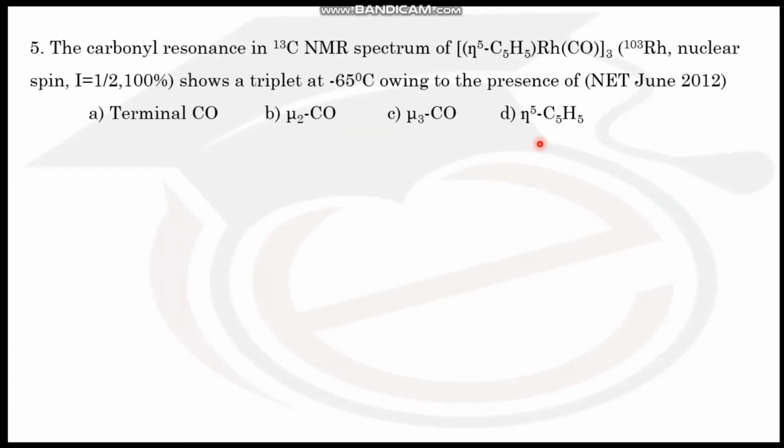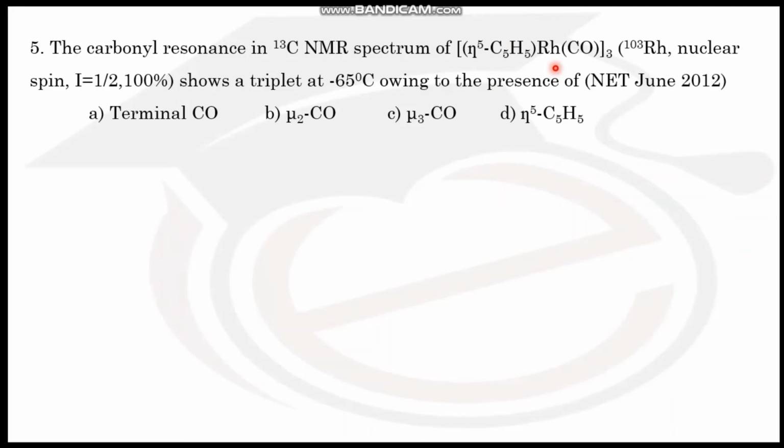And next question: the carbonyl resonance in the C13-NMR spectrum of eta 5 C5H5 Rh CO 3 times, where Rh is an active nucleus with nuclear spin I equal to 1/2 and 100% abundance, shows a triplet at minus 65 degrees Celsius owing to the presence of. It's a question asked in June 2012. Actually, this compound comes under organometallic compounds, but we can do this question. If you don't know the structure you can still do it.